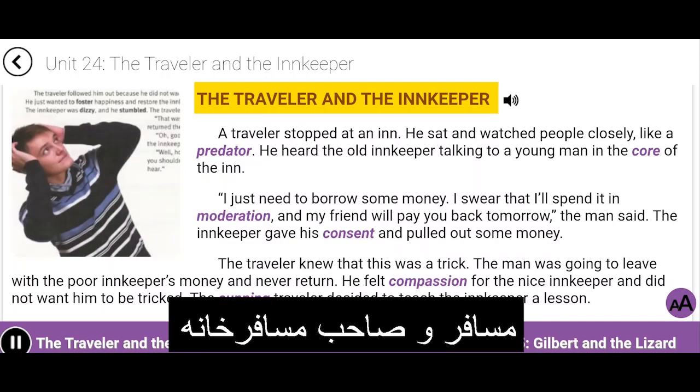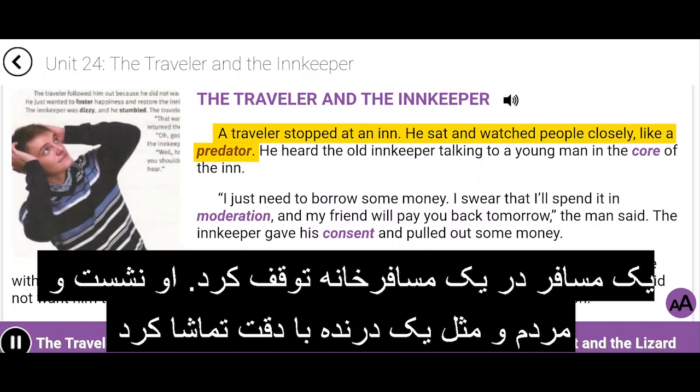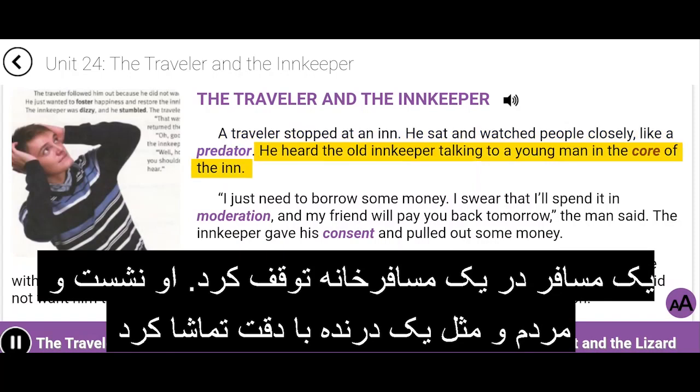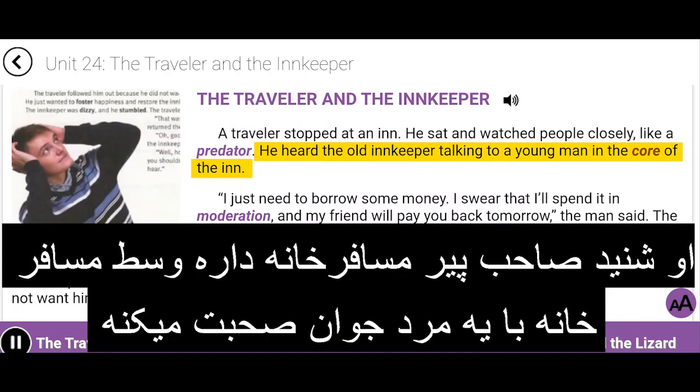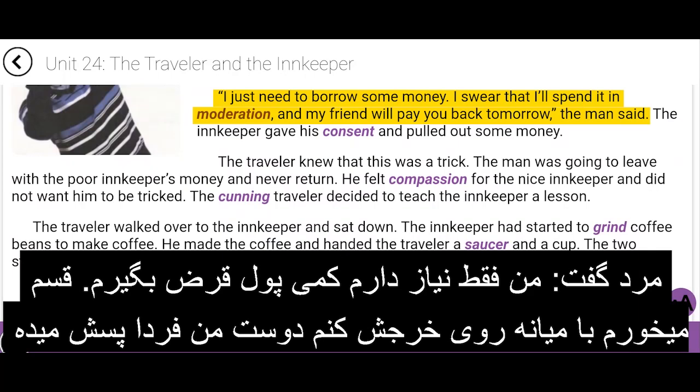The traveler and the innkeeper. A traveler stopped at an inn. He sat and watched people closely, like a predator. He heard the old innkeeper talking to a young man in the core of the inn. "I just need to borrow some money. I swear that I'll spend it in moderation, and my friend will pay you back tomorrow," the man said.